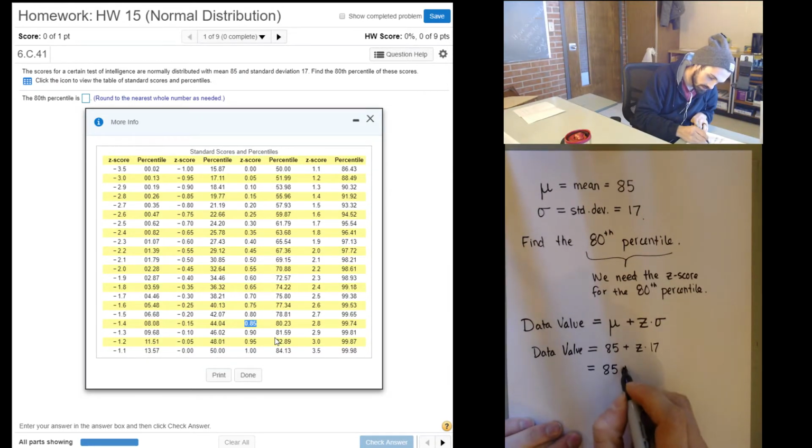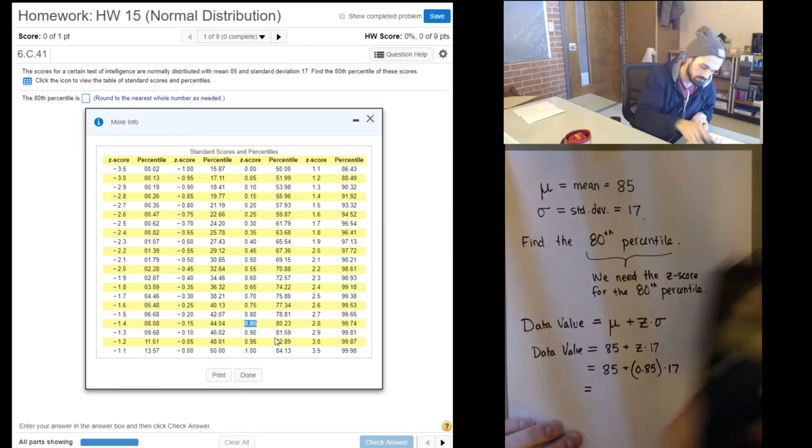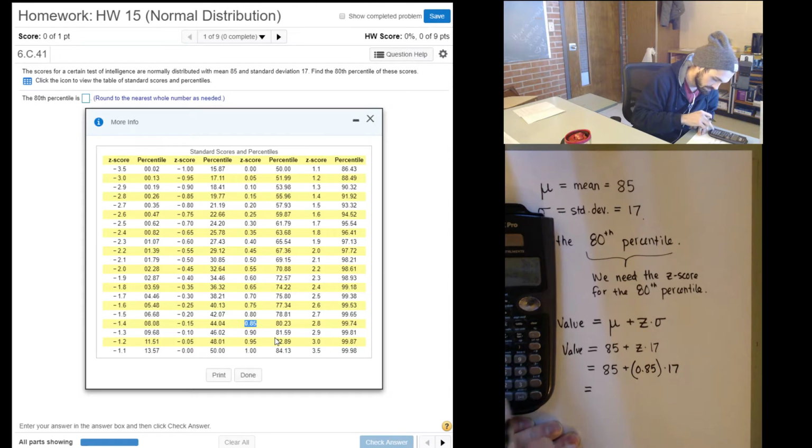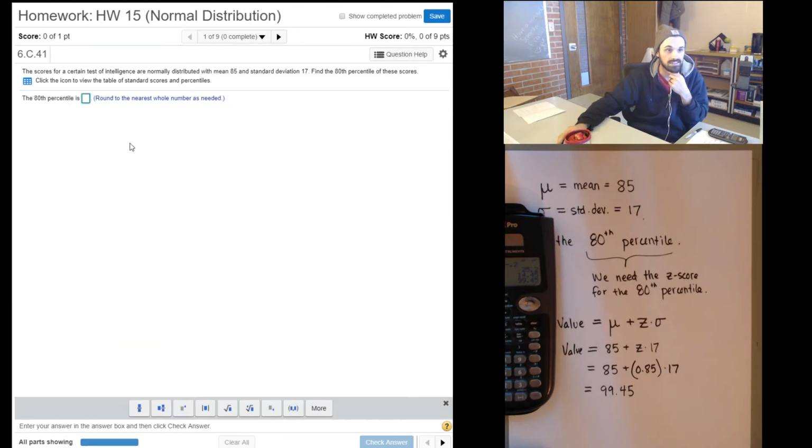So 85 plus my z-score, 0.85, multiplied by 17. Get out the calculator. 0.85 times 17, then add my average of 85. I get 99.45. So it looks like a data value of 99.45 will land us in the 80th percentile. So the 80th percentile, round to the nearest whole number is needed. Well, nearest whole number, that's going to round down to 99.